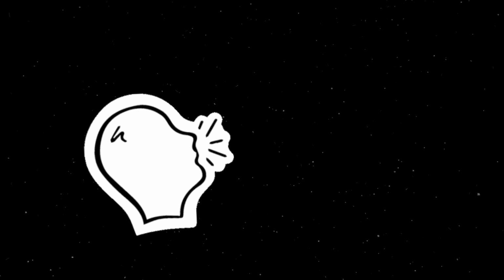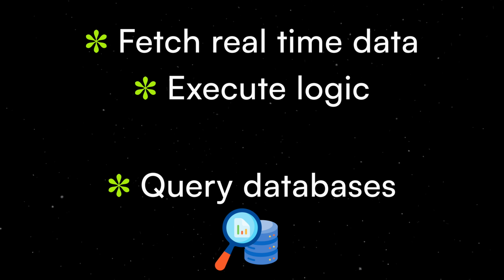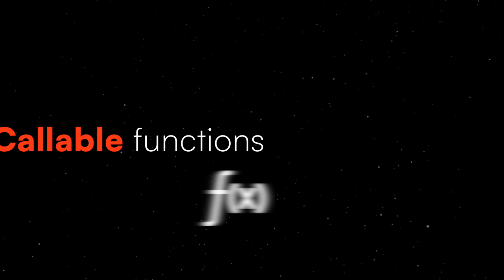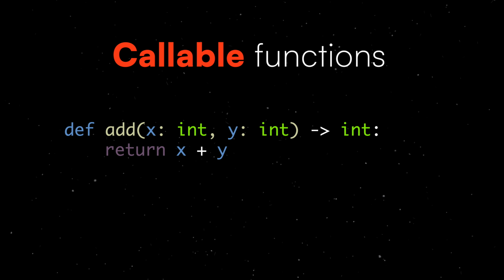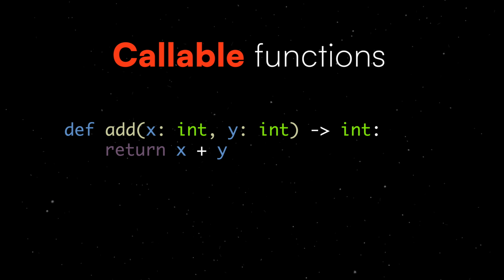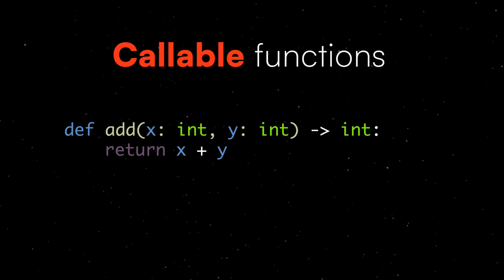Tools are what turn our application from something that just talks into something that can actually do things. They allow our agents to fetch real-time data, execute logic, query databases, and interact with the outside world. Under the hood, tools are just callable functions with clearly defined inputs and outputs that we register with our model. So let's understand how tool calling actually works.